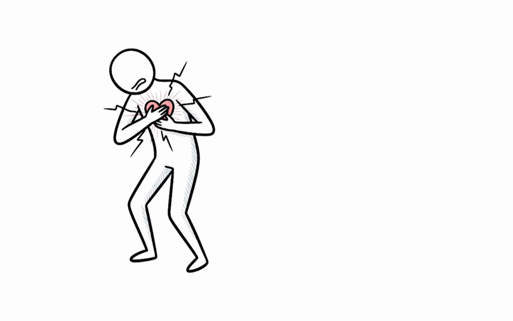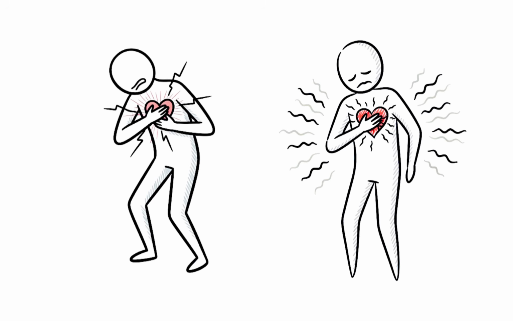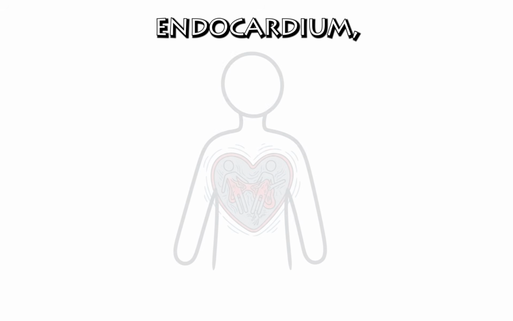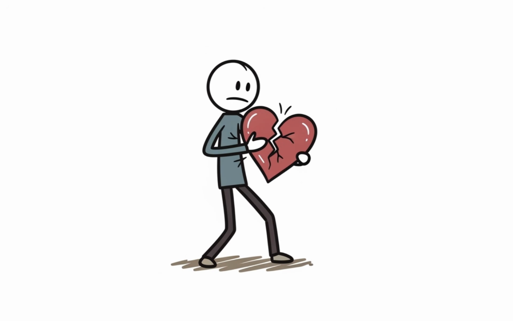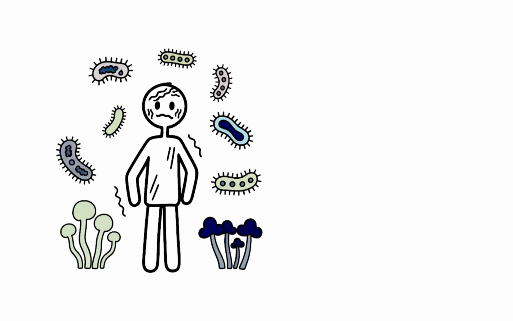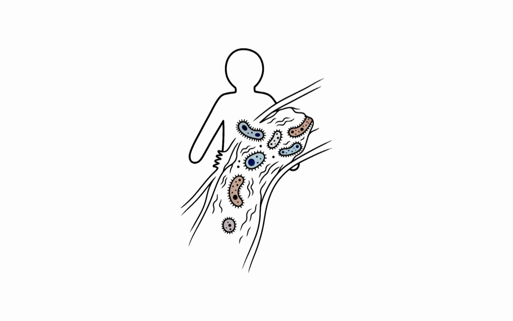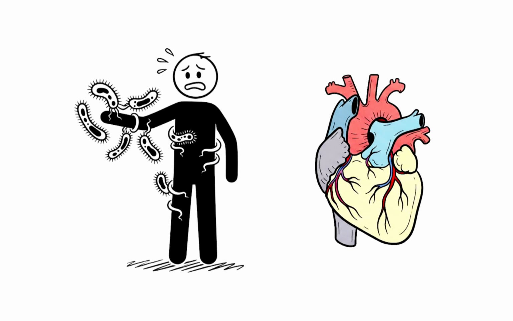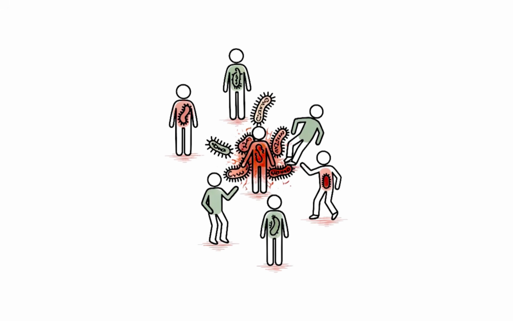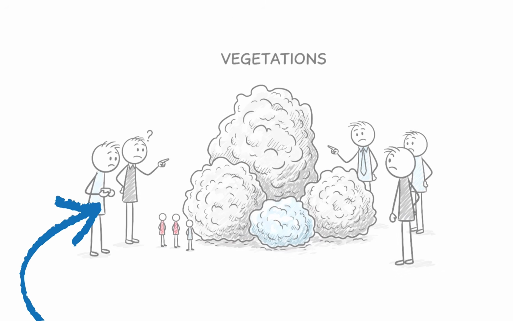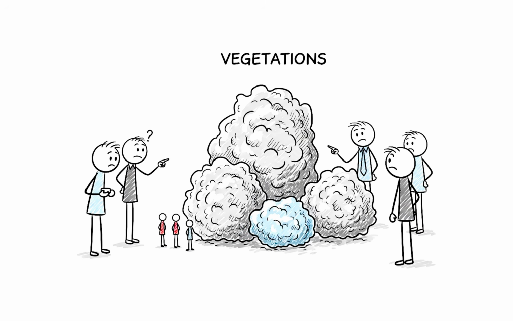Endocarditis is an infection of the inner lining of the heart, known as the endocardium, and most commonly affects the heart valves. The condition occurs when bacteria, fungi, or other microorganisms enter the bloodstream and attach to damaged areas of the heart. Once attached, these organisms multiply and form infected clumps called vegetations.